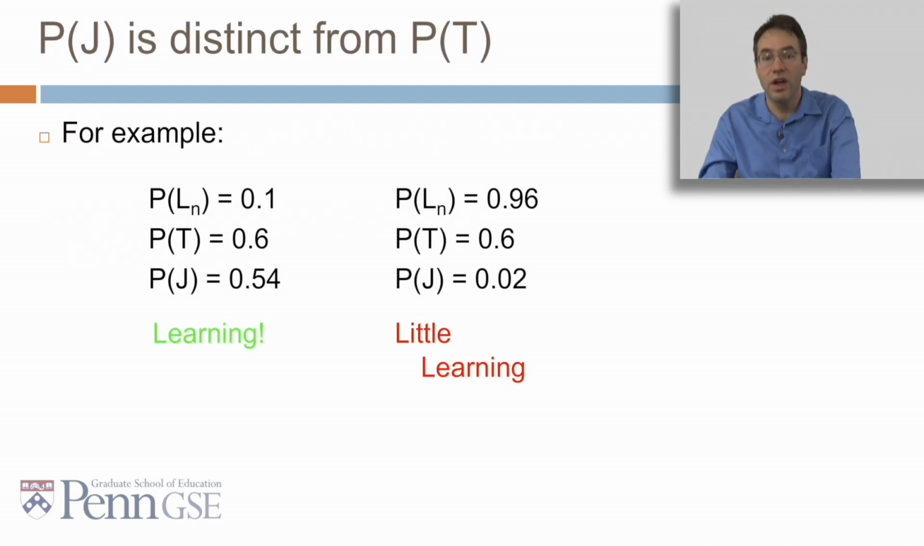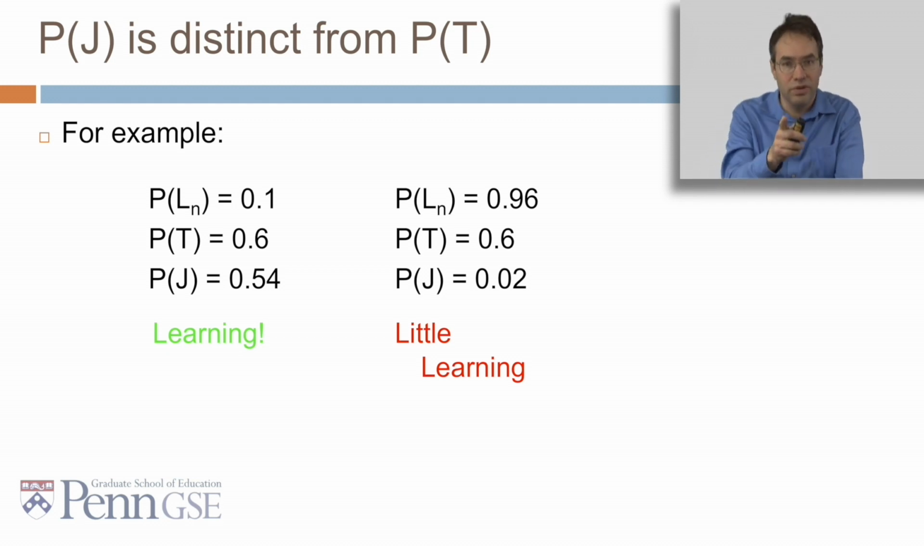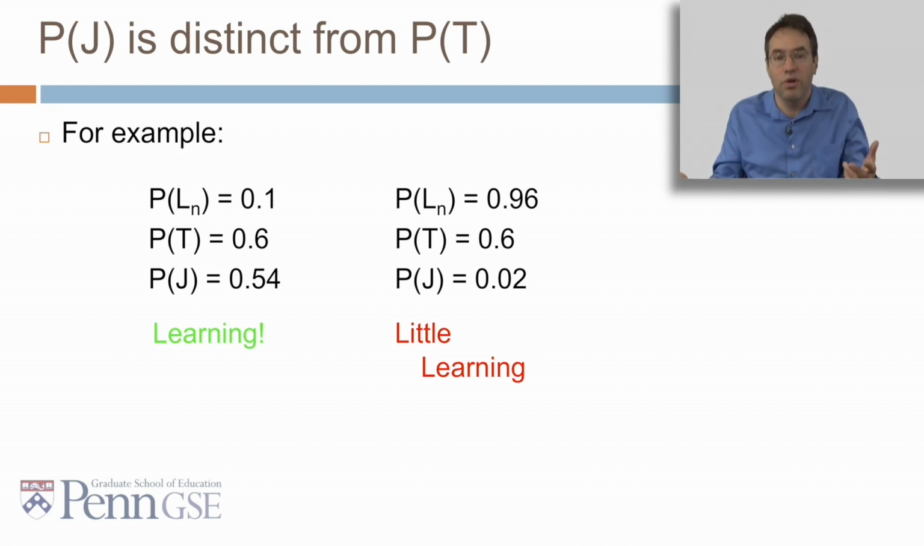Now when I say P of j is distinct from P of t, actually they can have values that are quite different. Take, for example, the difference between a probability of t of 0.6 in the context where you have an initial probability of knowing it of 0.1 or 0.96. If you had a 10% chance of knowing it and you have a 60% chance of learning it if you didn't know it, the probability you just learned is 54%. That's learning. But if your probability of knowing it to begin with was 96% and you had a 60% chance of learning it, you only have a 2% chance that you just learned it. That's not very much learning.